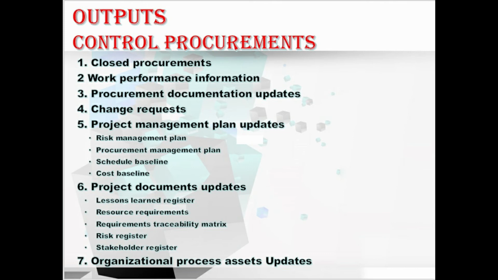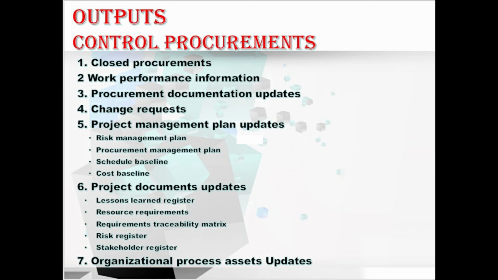Moving to the next output, we have work performance information. Mainly this work performance information includes information on how the seller has performed, by comparing the deliverables received, the technical performance achieved, and the costs incurred and accepted against the statement of work budget for the work performed. This is about work performance information.